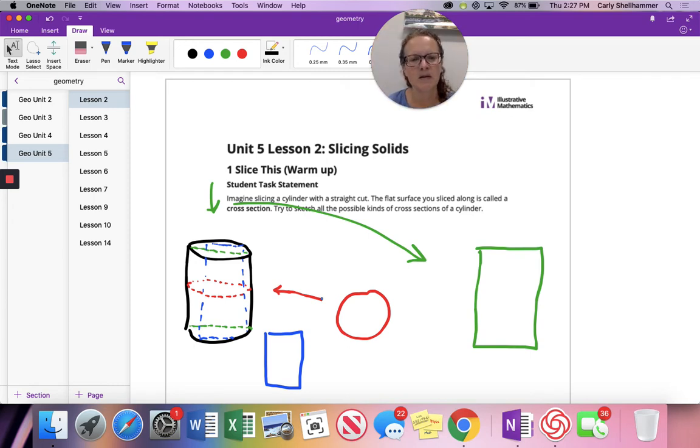So yeah, those would be all the possible kinds of cross sections of a cylinder. And we're going to talk about that a lot for different shapes.